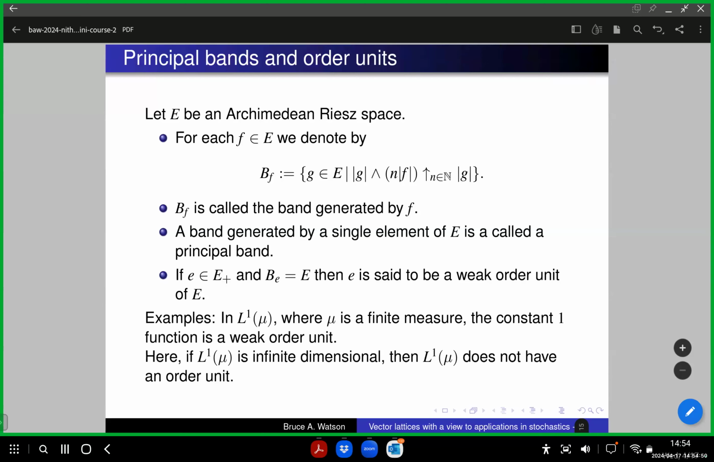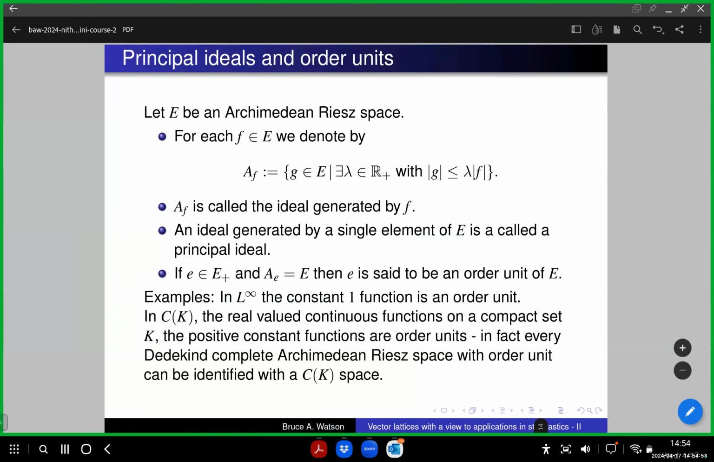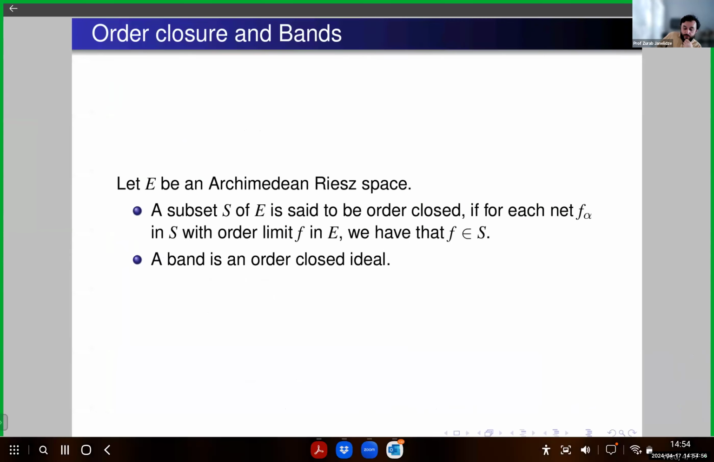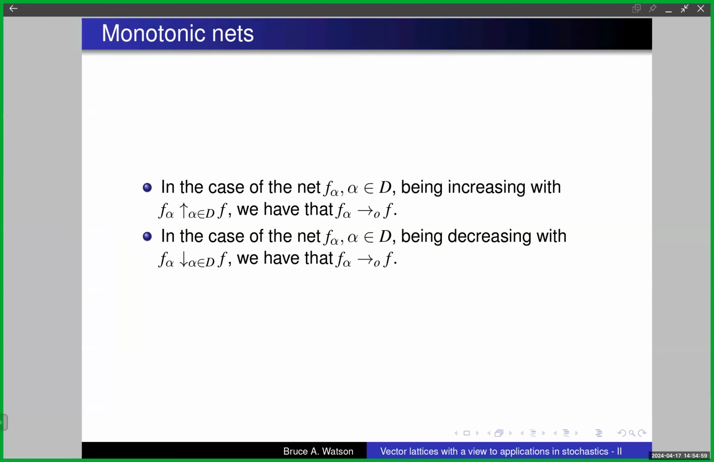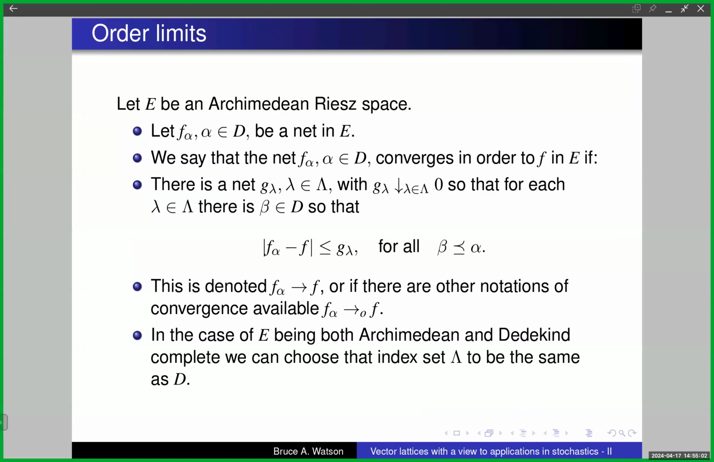Where is it? Sorry, I've lost the slide here. But which topology are you referring to? Well, the problem is that if you try and characterize this by topology, there are Riesz spaces where this is non-topological. It does not correspond to any topology. I see. There are things called topological Riesz spaces, and those are the cases where your order convergence is a topological convergence.